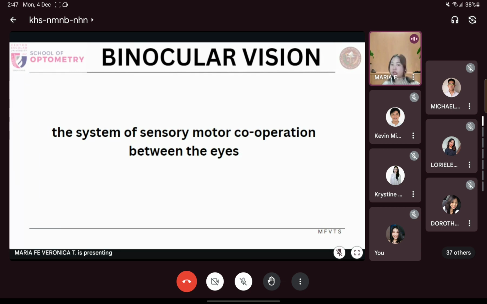Okay, so binocular vision. So this is the system of sensory motor cooperation between the eyes. So vision is not just reliant on the motor part or yung sensory part lang. Both sensory and motor works hand in hand for us to have binocular vision. Hindi lang porke healthy yung eyes, okay na tayo. Dapat even yung sensory part natin, yung visual integration or yung visual processing natin, it should also work fine for us to have the binocular vision need for our daily lives.